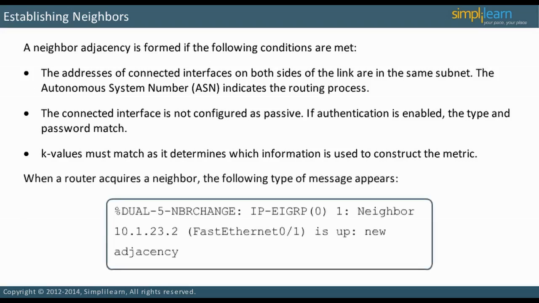When a router acquires a neighbor, the following type of message appears. Neighbor 10.1.23.2 FastEthernet 0/1 is up, new adjacency. We will now move on to metric in the next slide.